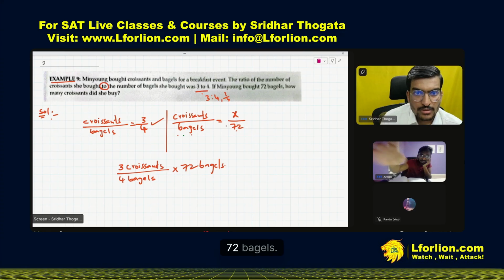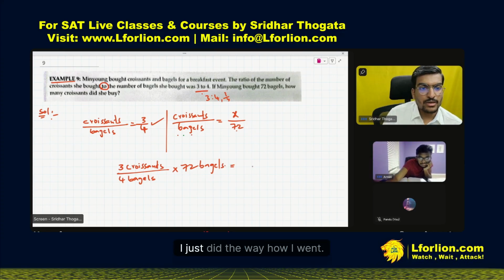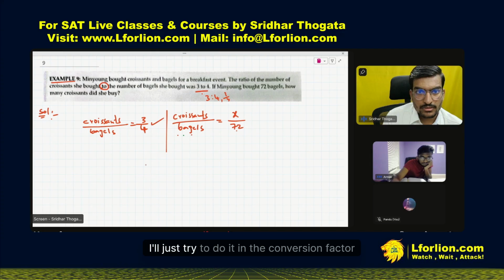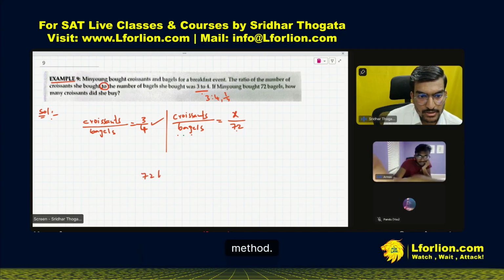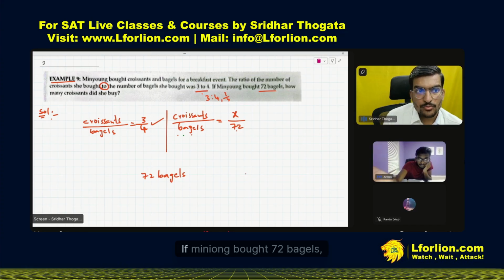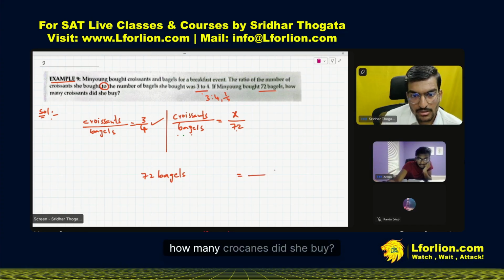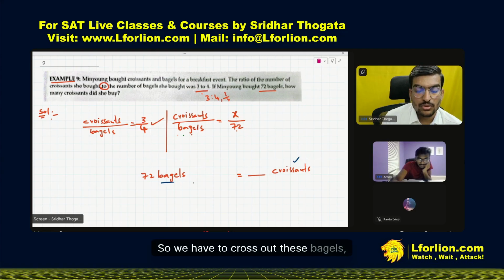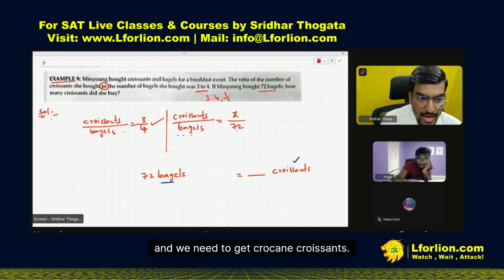Just a second. I'll try to do it in the conversion factor method. So they've given us 72 bagels. If Min Young bought 72 bagels, how many croissants did she buy? So we have 72 bagels. We have to cross out these bagels and we need to get croissants.